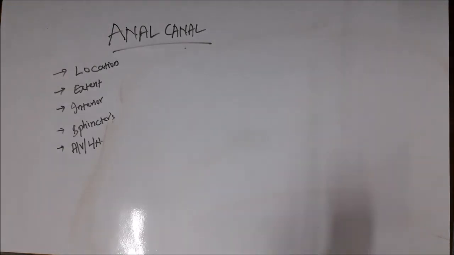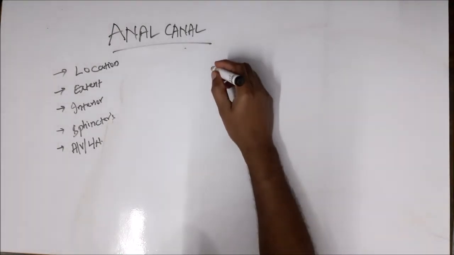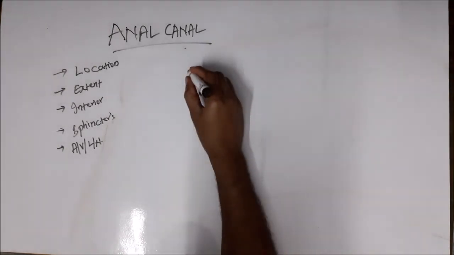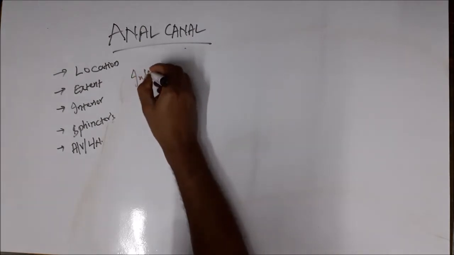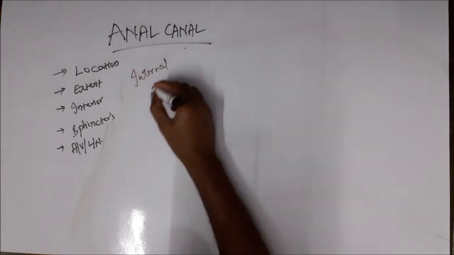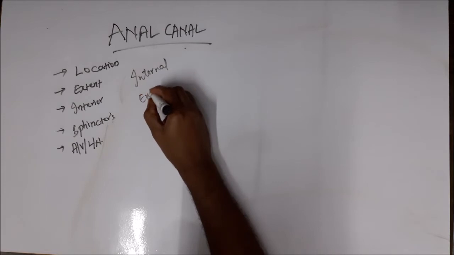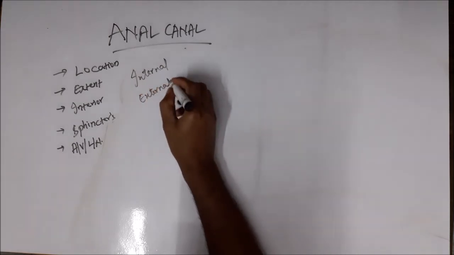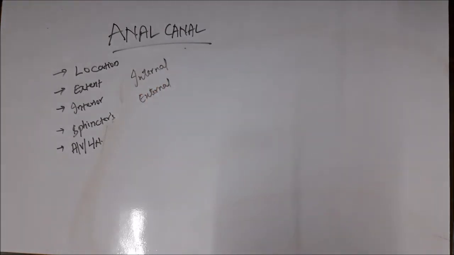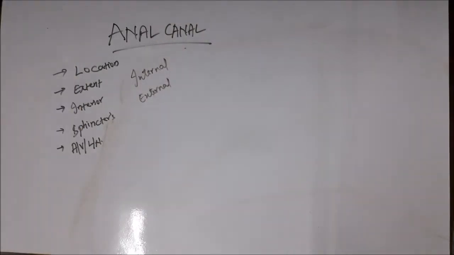So coming back to sphincters. In the anal canal, there are two sphincters. One is the internal anal sphincter, and the other is the external anal sphincter. The internal anal sphincter is involuntary, whereas the external anal sphincter is voluntary.